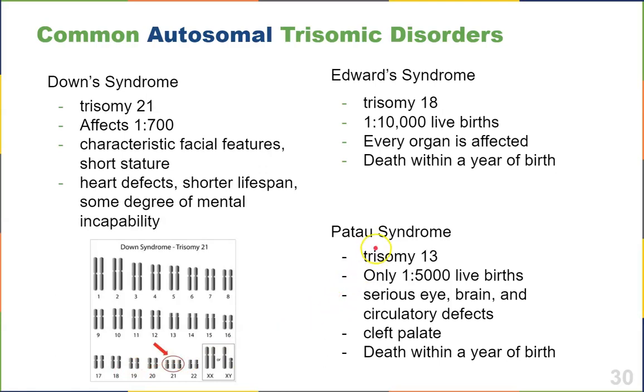So Patau syndrome, also the baby will die within a year of birth, also not that common. So serious eye, brain, circulatory defects. So that's going to be what's encoded here on chromosome 13. So if we have extra genes that are encoding for things that associate with the eye and the brain, that's going to cause death.